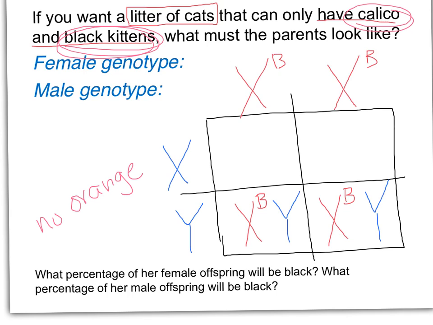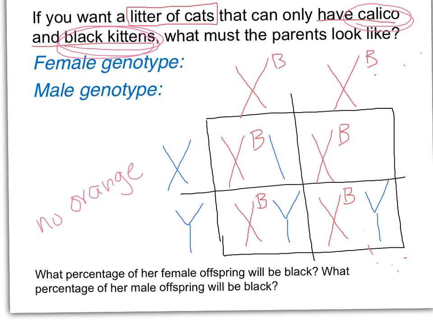Right? Because if Mom's orange, so if I put a little R in here, then this would have to be an R, and then I would have an orange, and I don't want orange. So I know it can't be orange. I know that Mom has to be black, because otherwise I end up having orange boys, and I don't want orange boys.